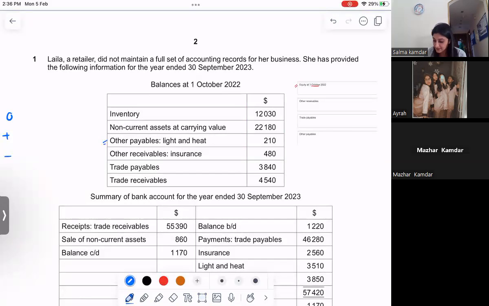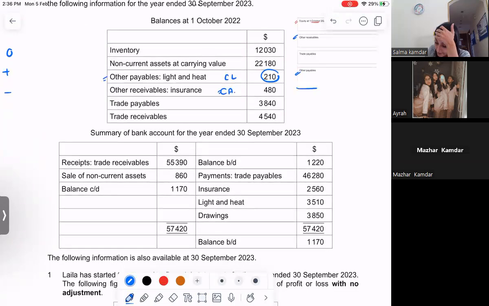Other payables. It is light and heat and insurance. Other payables is what? Current asset or current liability? Current liability. Okay, other payables is a current liability, and other receivables is a current asset. Now I want to know other receivables and other payables. So I have opening other payables of light and heat and insurance. What I do is I will make two accounts: a light and heat account and an insurance account.